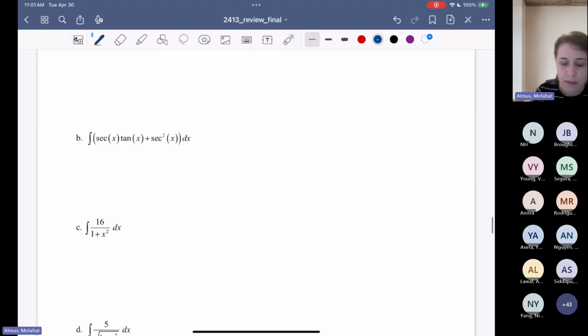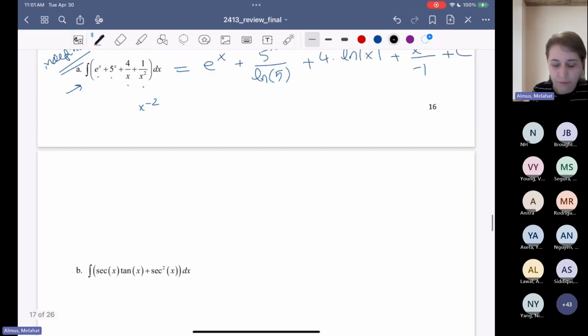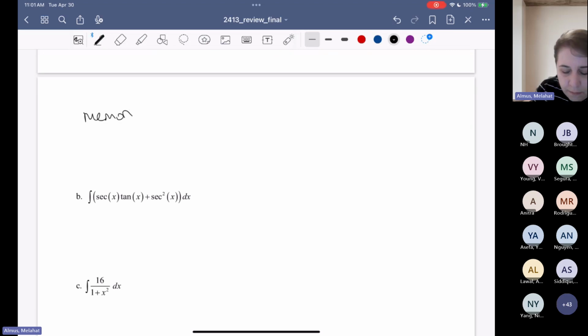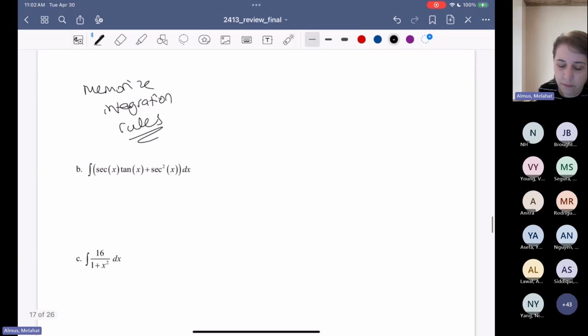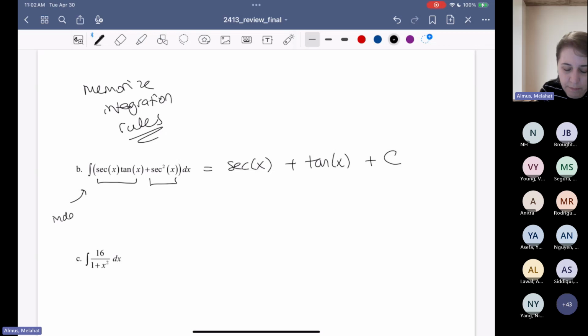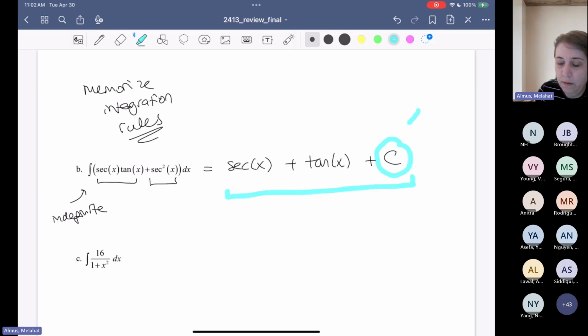Another one, we have rules. You have to know, memorize integration rules. Remember, I gave you a table of integrals. Integral of secant times tangent is just secant. And integral of secant squared is tangent. When you're done, put a plus c. Indefinite. No boundaries means indefinite. Indefinite means your answer must end with plus c. Must. Okay?